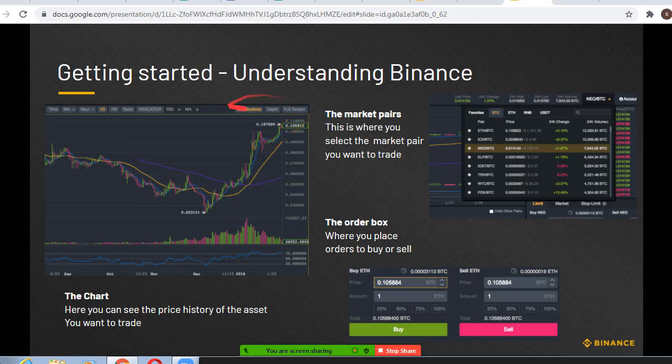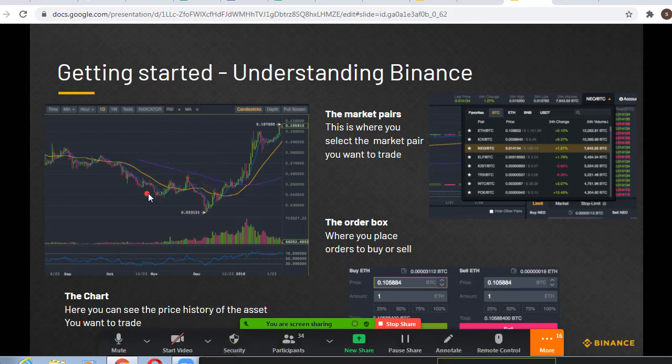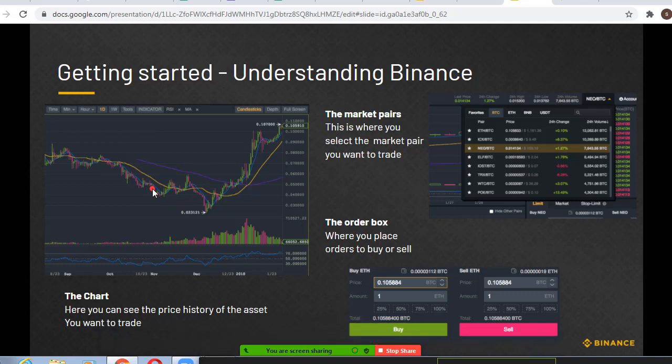Okay, so when you get to the Binance platform, first of all, you see your charts. Now, the chart shows you the historical price of an asset. That means it shows you what the price has done before and what it is doing currently. That's what the chart shows you.